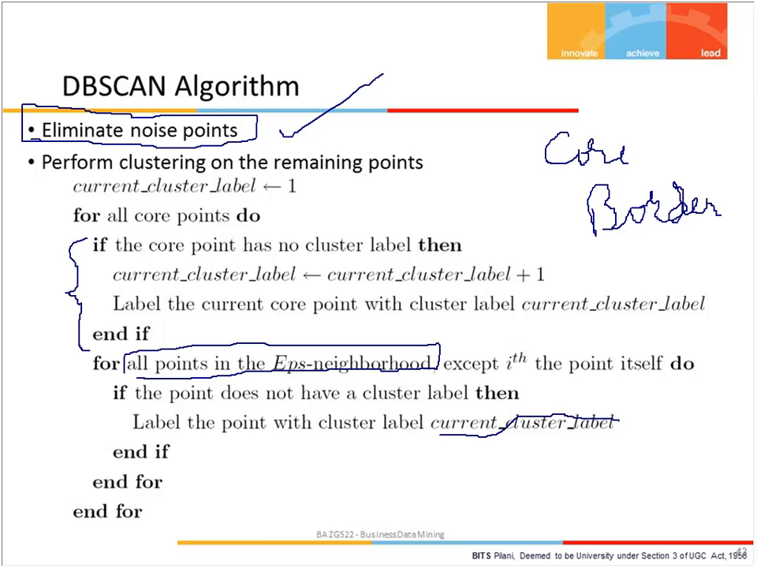Okay, so it's as simple as that. First you have to put effort into classifying a point as a core object, border object, or noise object. But once you do that, it is a simple, elegant algorithm.